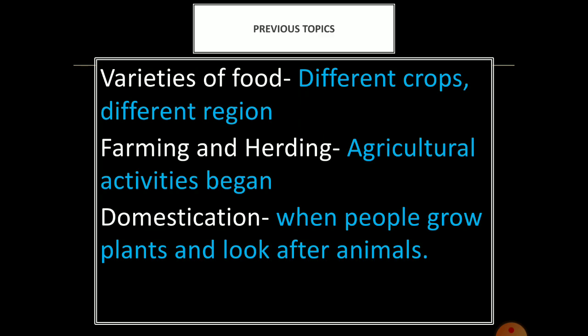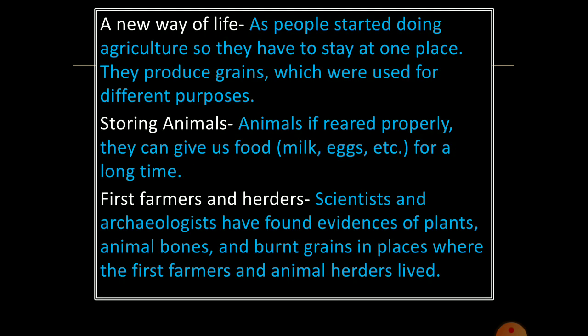Domestication. When people grow plants and look after the animals, this process is known as domestication. A new way of life. In this, you have studied how people settled at one place. As people started doing agriculture, they had to stay at one place and could not move to another place. They produced grains which were used for different purposes.